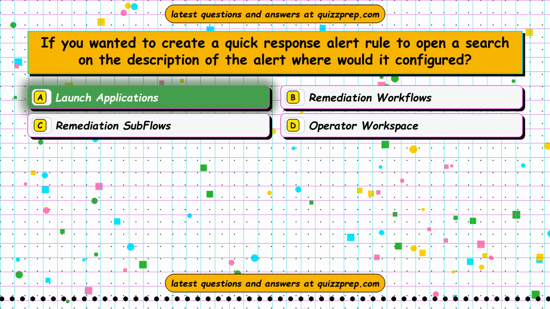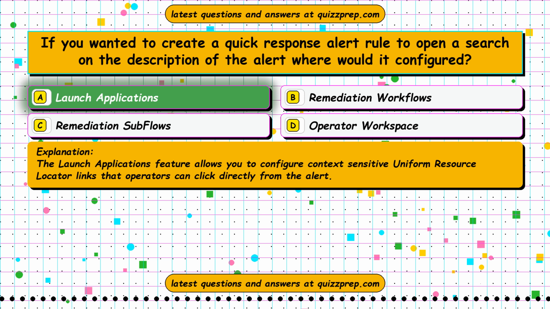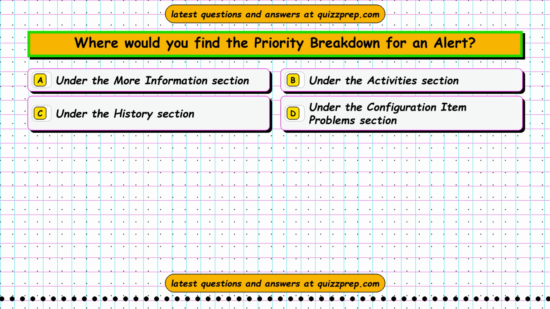The correct answer is option A, launch applications. The launch applications feature allows you to configure context-sensitive uniform resource locator links that operators can click directly from the alert. Question 84. Where would you find the priority breakdown for an alert?